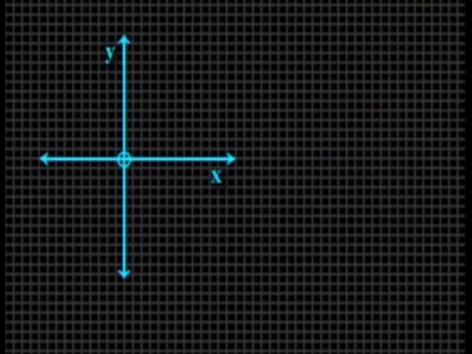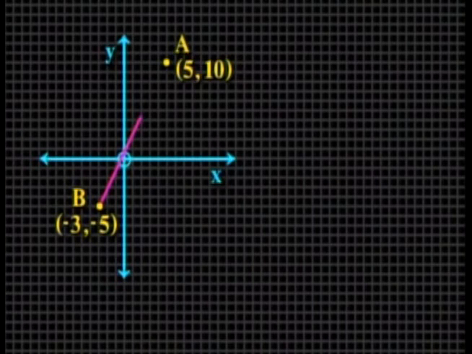In the last part of this lesson, we'll use the Pythagorean theorem to solve problems on the coordinate plane. Let's see how we can use the theorem to find the distance between these 2 points. The coordinates of point A are 5, 10. The coordinates of point B are -3, -5. To find the distance between them, we need to find the length of the line segment connecting them.